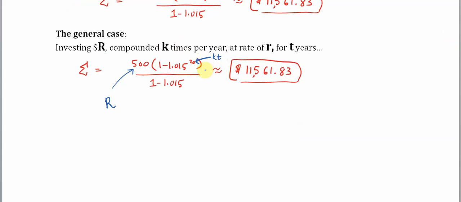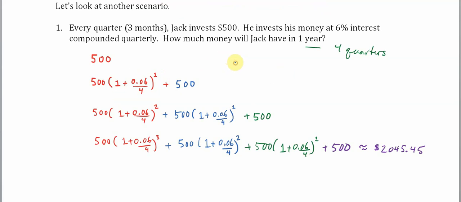Now the other part of this is also important. This term right here, where does that come from? Let's look all the way back at problem number 1, where he was investing at 6% interest. So this is 1 plus 6% divided by 4. That's how we got 1.015. Just to be clear, 1 plus 0.06 over 4 is equal to 1.015.